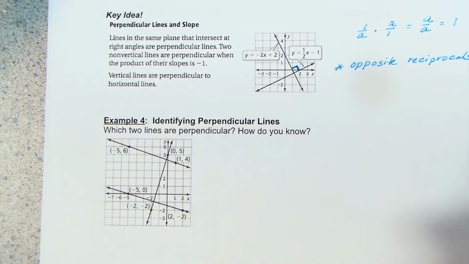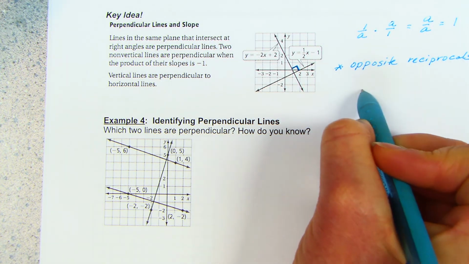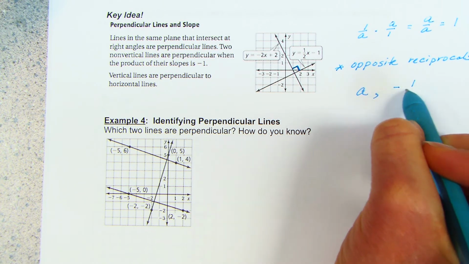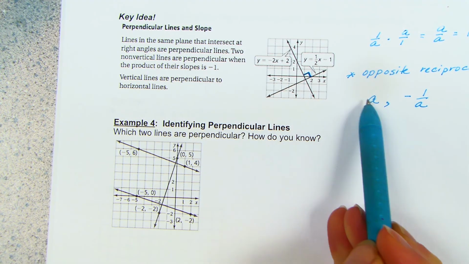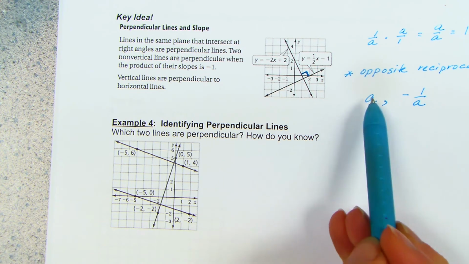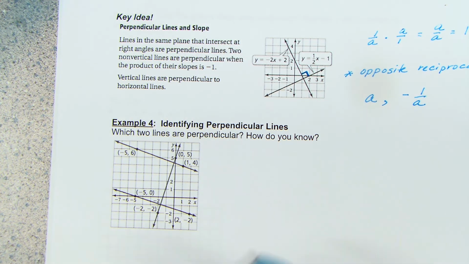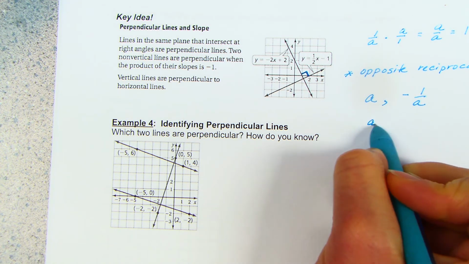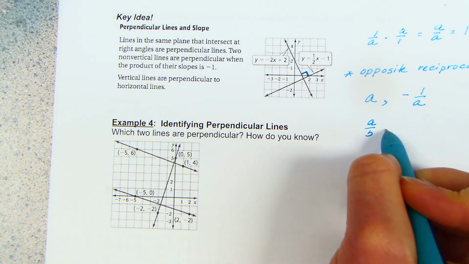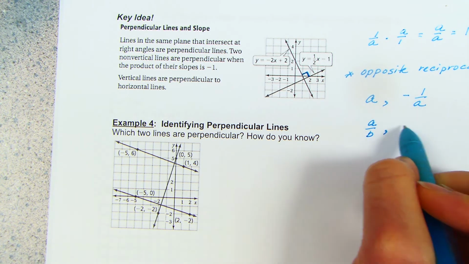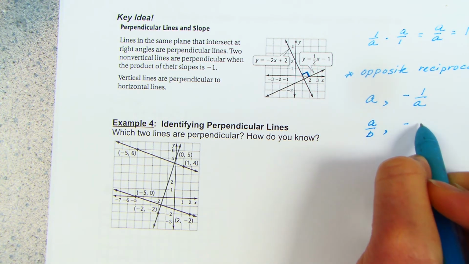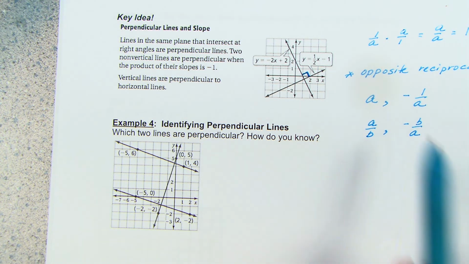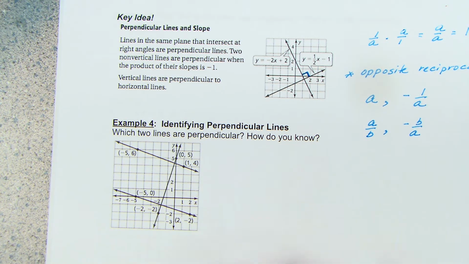So all of those words will break down to, one of them will be like A, and the other one will be -1 over A. So they have to have the opposite sign and flipped over, okay? Or maybe it's two fractions, and you'll have like A over B, and the perpendicular will be -B over A, okay? Flipped over with a negative sign, okay?